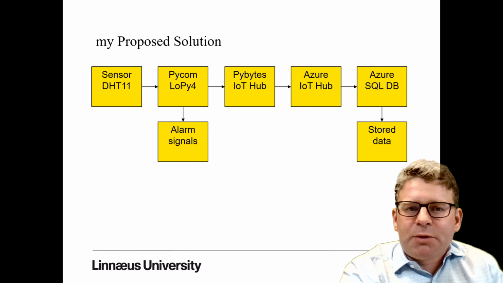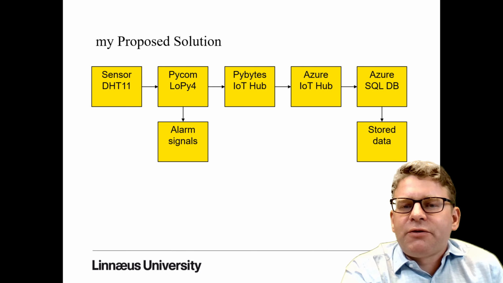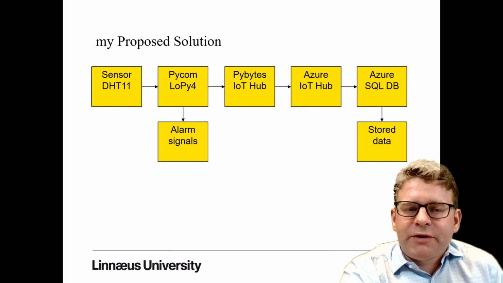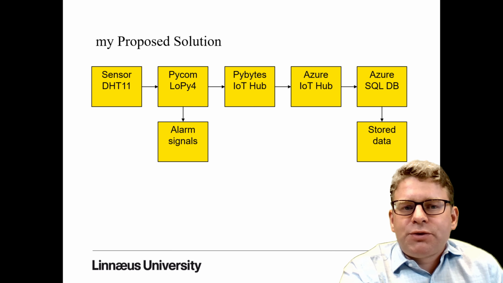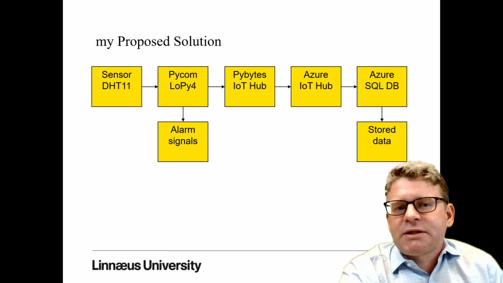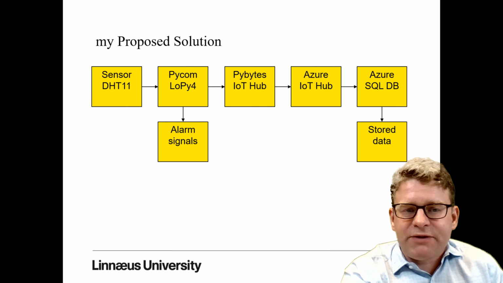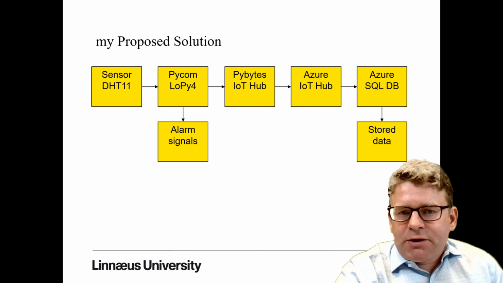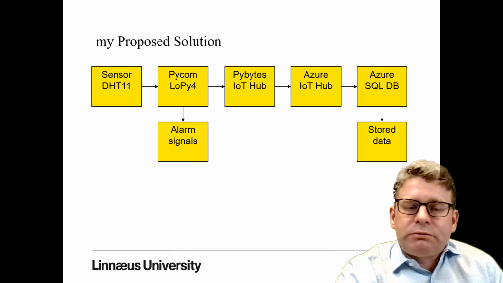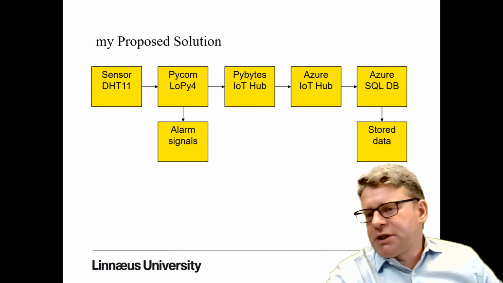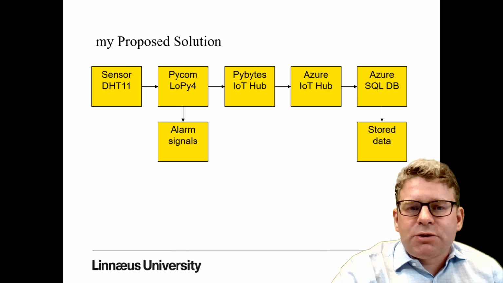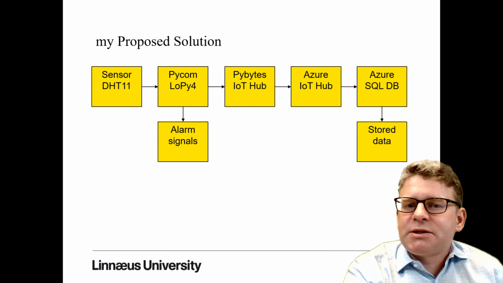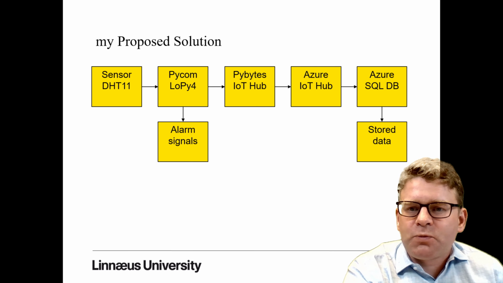By that, I came up with some blocks of how to do this. I wanted to use a PyCom LoPy4 device. I wanted to use Pybytes as an IoT hub to receive data from a LoPy4. I wanted to use a second Azure IoT hub, trying MQTT forwarding, and also it was practical in order to work with an SQL database in Azure.